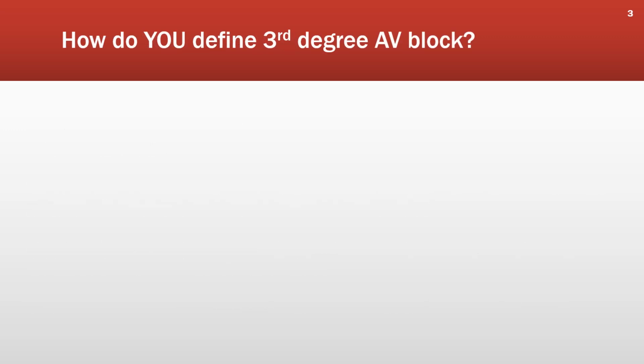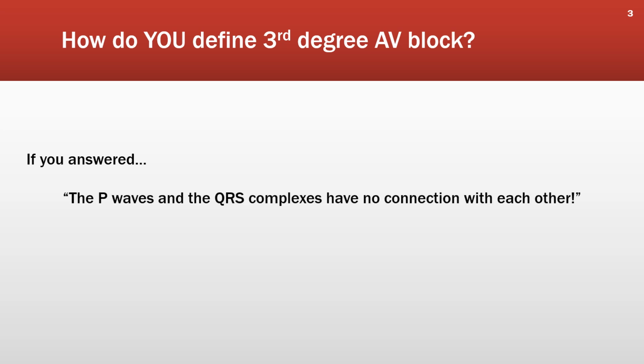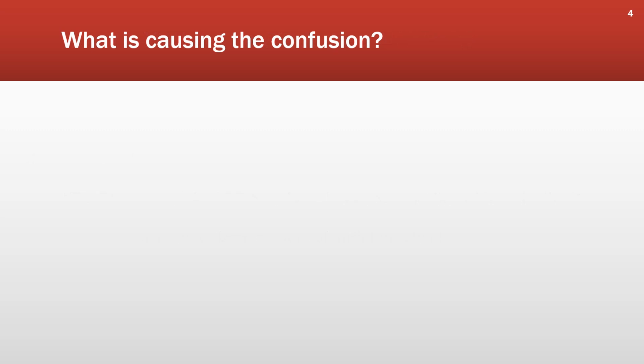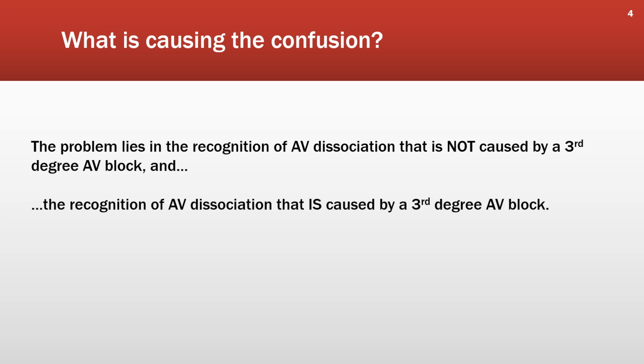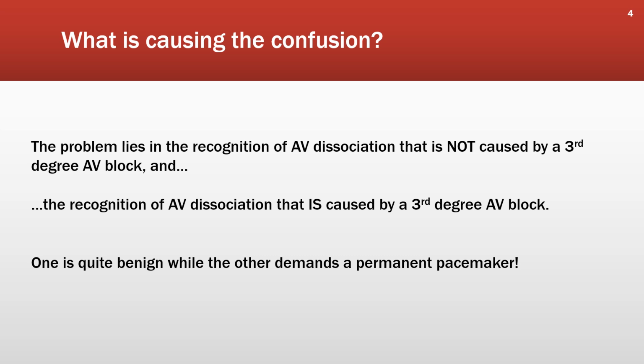Now, how do you define third-degree AV block? If you answered, the P waves and the QRS complexes have no connection with each other, then you've been a victim of misinformation. So what causes all the confusion? Well, the problem lies in the recognition of AV dissociation that is not caused by a third-degree AV block, and the recognition of AV dissociation that is caused by a third-degree AV block. One is quite benign, while the other demands a permanent pacemaker.